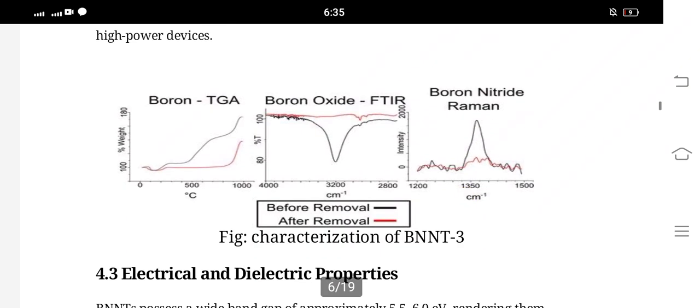This figure typically includes microscopic and spectroscopic analysis such as TEM, SEM, XRD, FTIR, or Raman spectroscopy, which together confirm the successful synthesis of boron nitride nanotube material. From the microscopic image, we can observe the tubular morphology of boron nitride nanotubes, clearly showing the long cylindrical nanotube structure with uniform diameter.